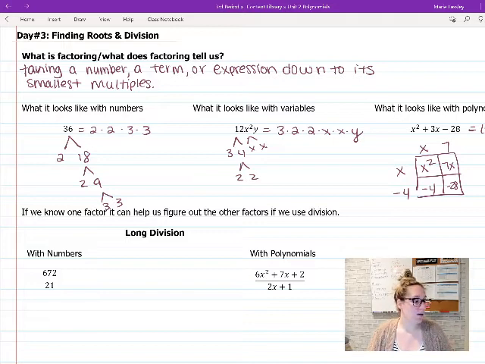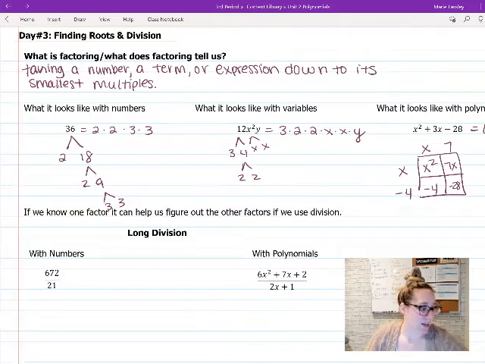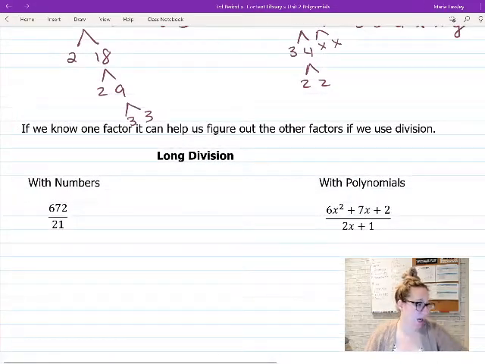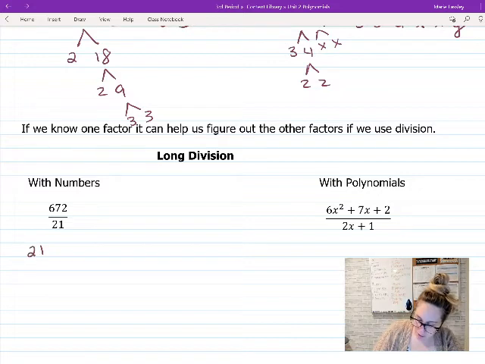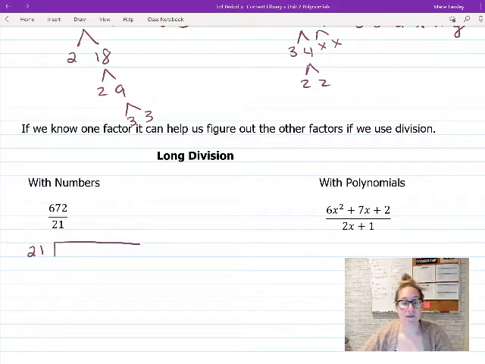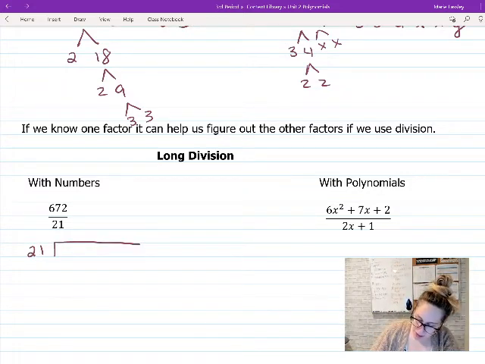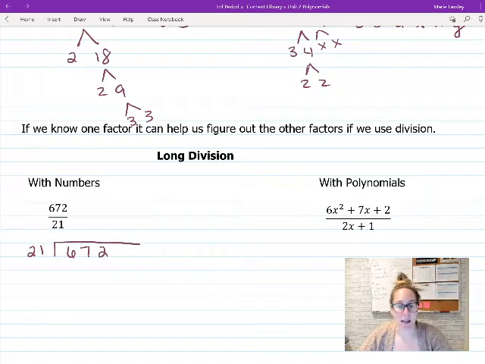So we're going to do an example of long division with numbers, and then we'll walk through a very similar problem when we throw in variables so you guys can compare and contrast. All right, so we'll zoom in a little bit right there. With numbers, we have 672, and we want to divide it by 21. What we do is we take the 21, write it out front, put our division sign, and then put 672 underneath.